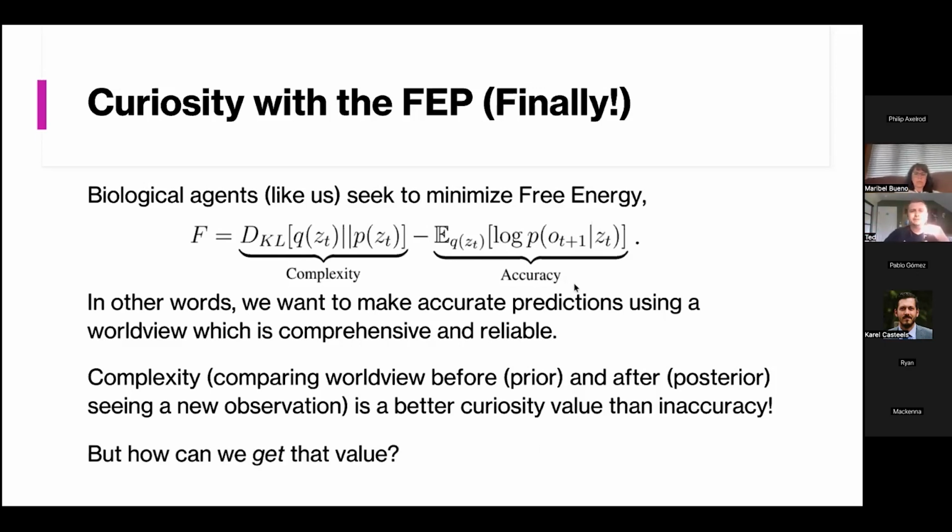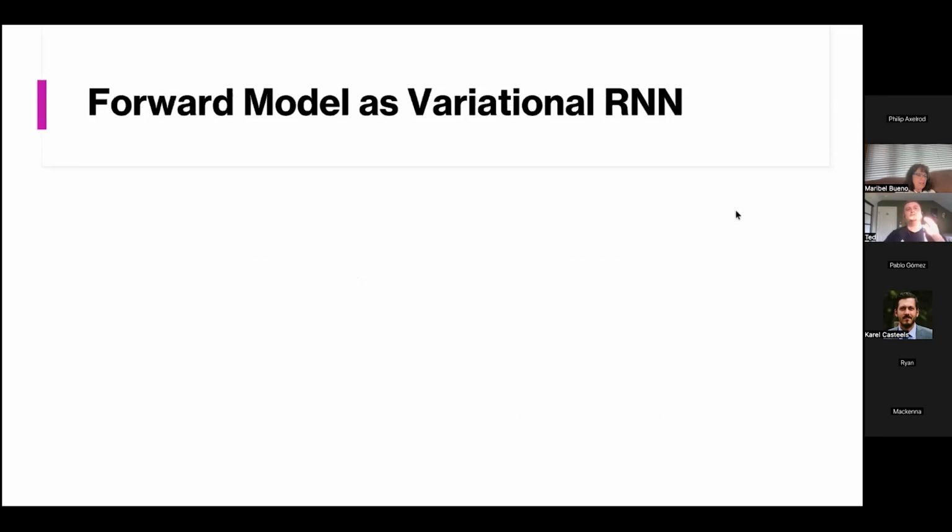Getting accuracy, that was pretty easy. All we needed to do was predict the future and see how wrong we were. You know, that was prediction error curiosity. That was easy to do. Complexity can be a little more difficult to find. So this is a forward model as a variational recurrent neural network. This is why we had to talk about recurrent neural networks earlier. Buckle your seatbelts. This is intimidating.